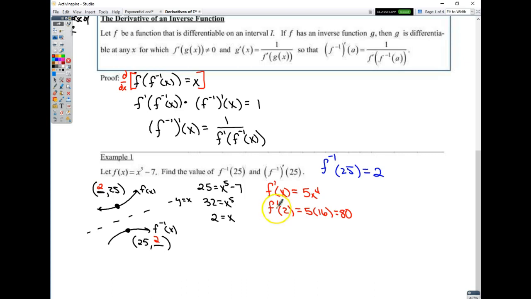Now that's the derivative of f. I want the reciprocal. That's where this dy dx comes in. So remember that that is dy dx. So the inverse derivative at 25 is going to be the dx dy of the derivative at 2, or 1 over 80. So whatever I get here, I just take the reciprocal. And there's my solution.